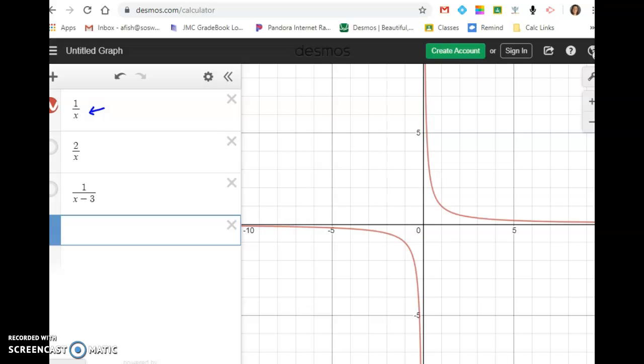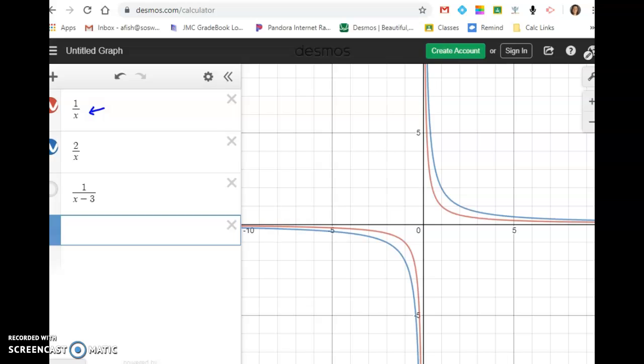Now, if I have a number over top, so say I have 2 over x, what happens? The graph actually takes on a similar shape. It just is pulled away from the axis a little bit, but the end result is going to be the same where it's going along that x-axis.